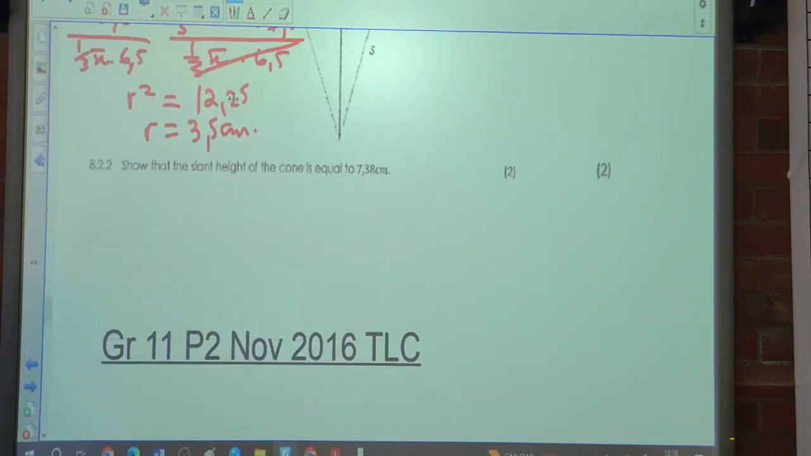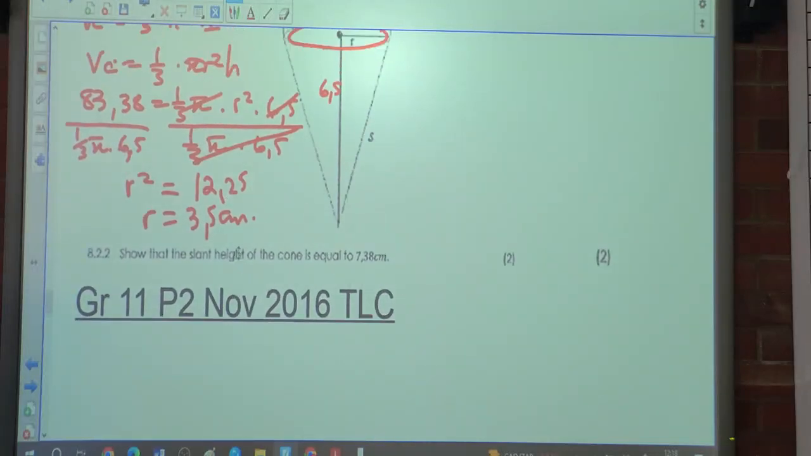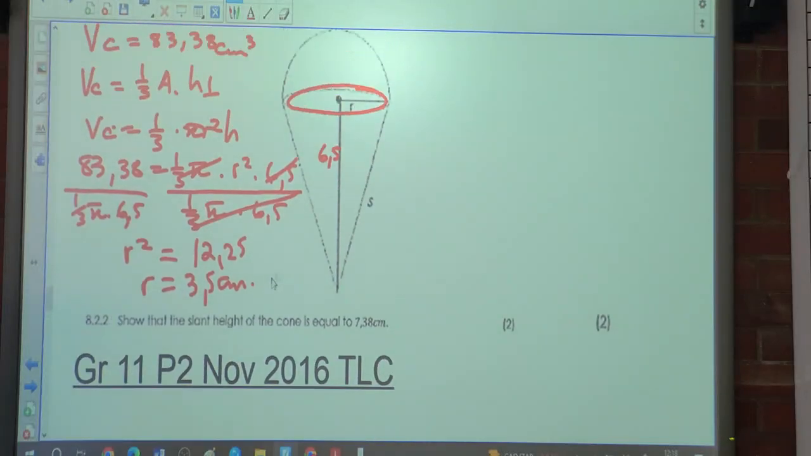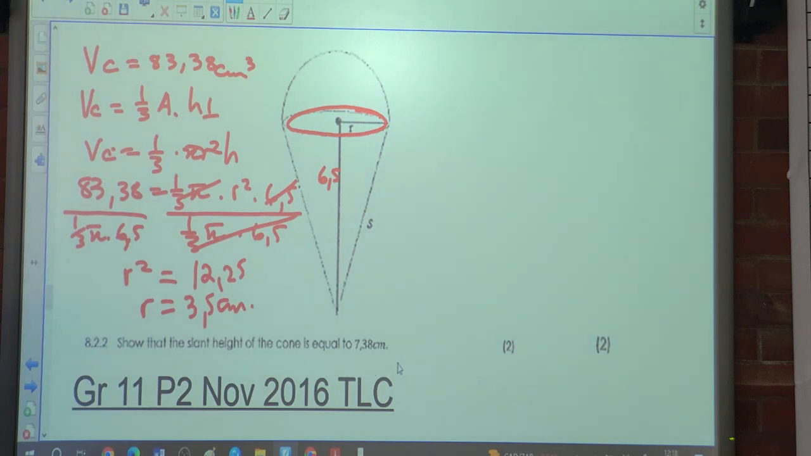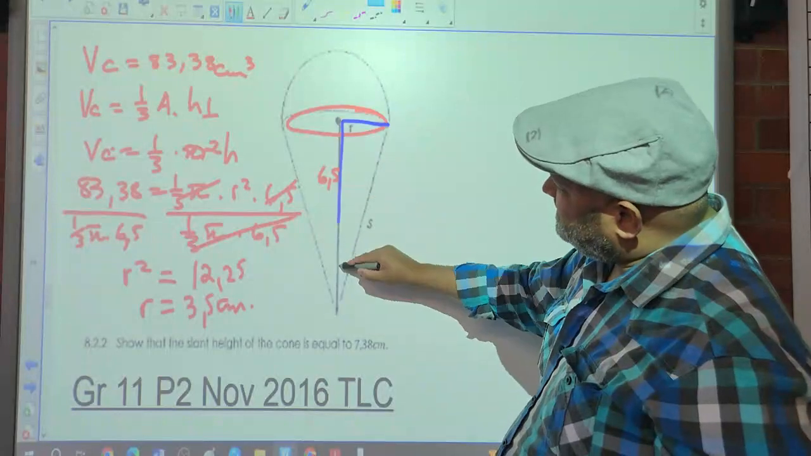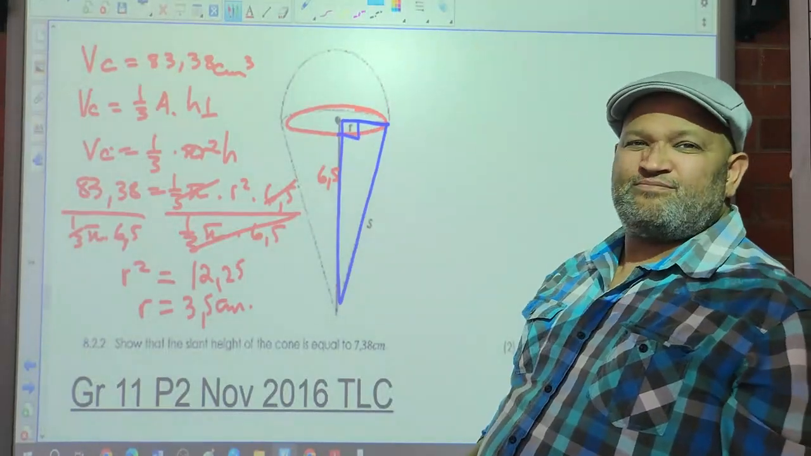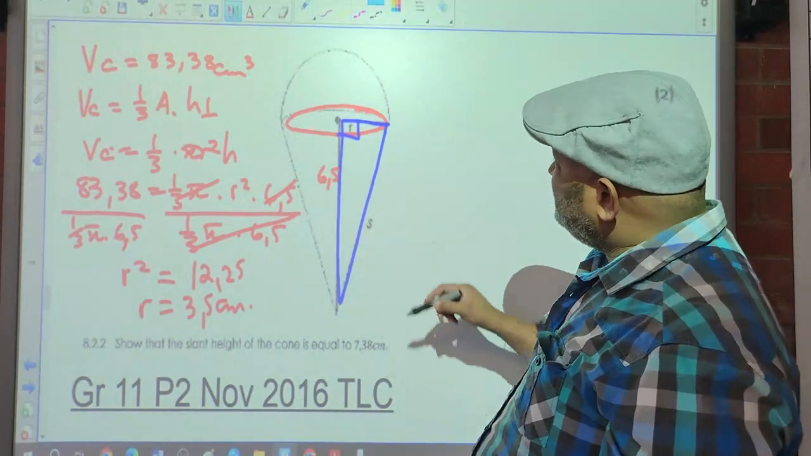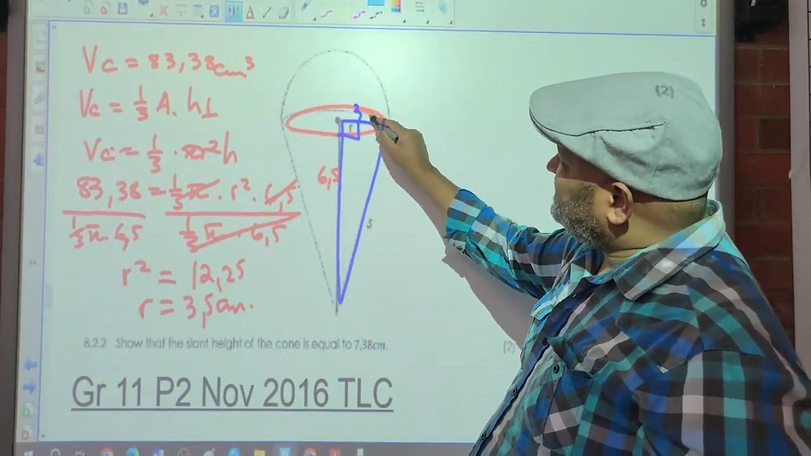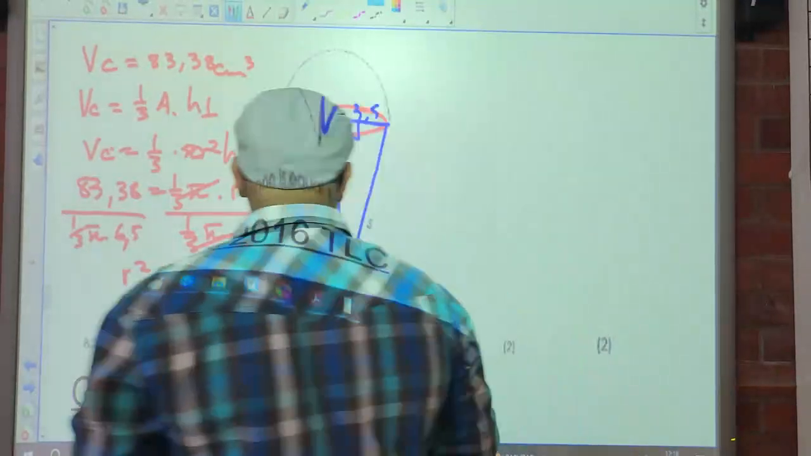Then in 8.2.2 the question says, show that the slanted height of the cone is 7.38. So if you look at this cone here, then of course you can apply Pythagoras theorem. Now this is going to be 3.5 of course. You all agree with that? Yes.